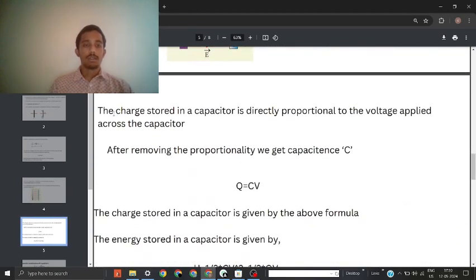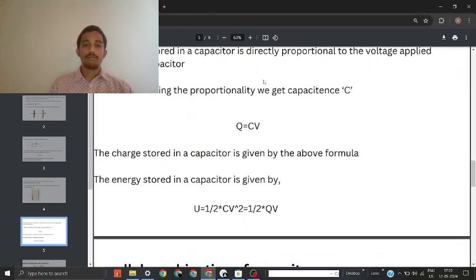So now let's come to the charge stored in a capacitor. The charge stored in a capacitor is directly proportional to the applied voltage across the capacitor. So for example, Q is directly proportional to V. Now if we remove the proportionality symbol, we get a constant which is C, and C is the capacitance, like we had discussed in the previous slide. We discussed that capacitance is nothing but the ability to store the charge. So from the above definition, we can write this formula Q equals CV.